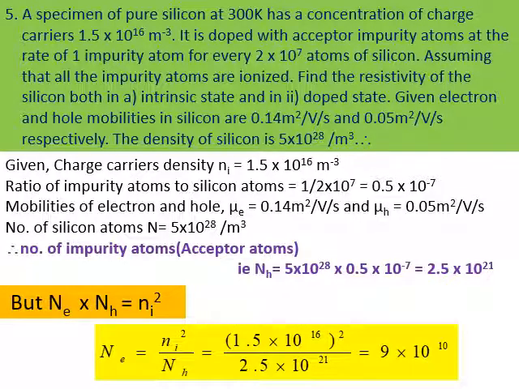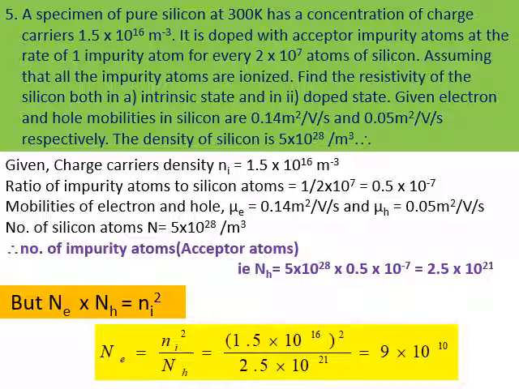But we are aware that the product of the electron and hole concentrations is always equal to Ni squared, where Ni is the intrinsic charge carrier density.